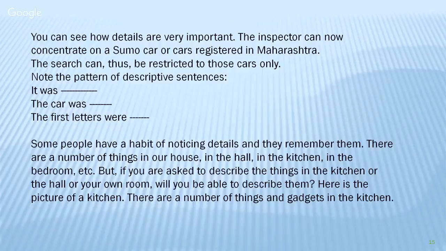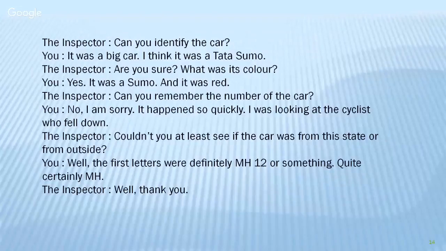It was, the car was, the first letters were, because we are talking here, again, we have used the simple past tense. We say, it was a big car. We are not just describing the car, we are describing it to a person. So we're just telling about that particular car that went away. It left and went away, we are talking about that car.